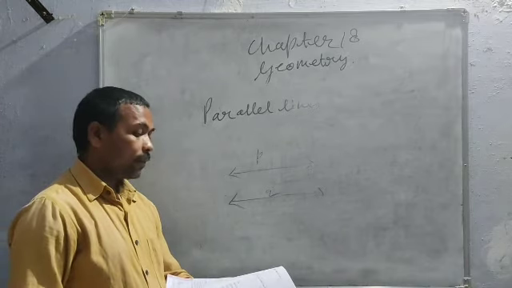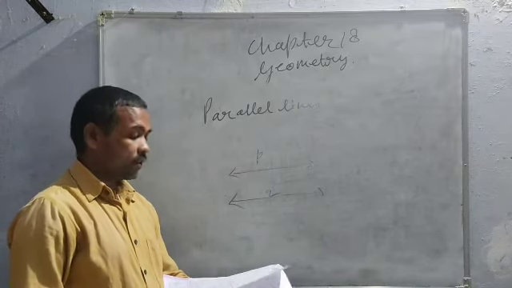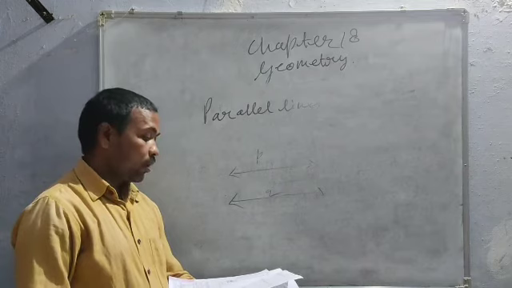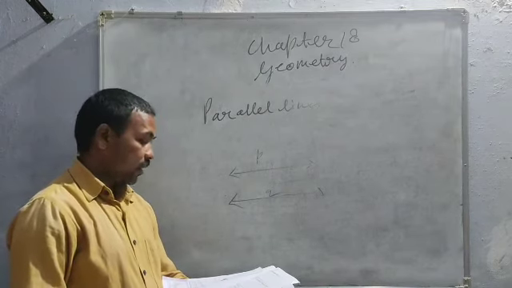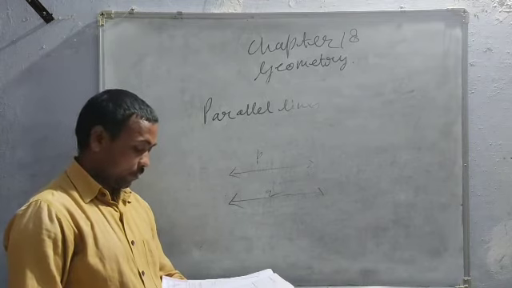We will use set squares here. It is given in your book. You can see your book and find out whether the given lines are parallel or perpendicular.